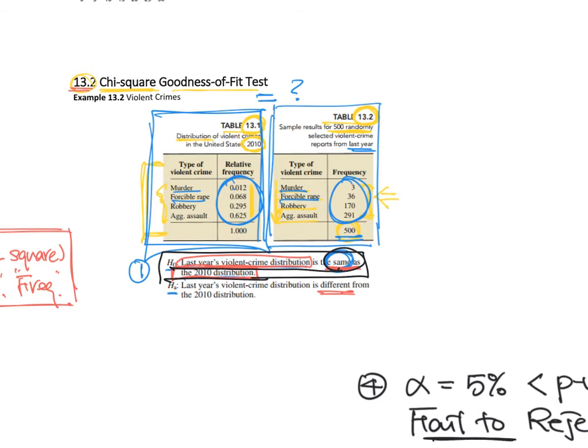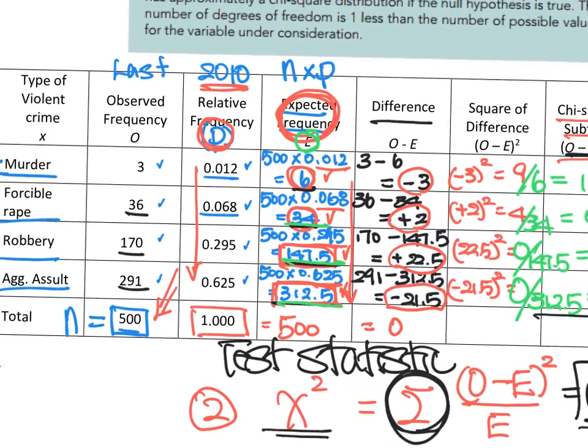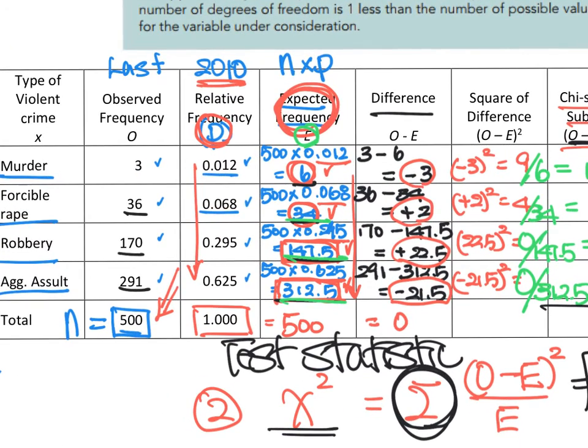So I have to make the conclusion. They did not change. So the idea was here. Last year we observed 3, but based on the proportion in 2010, we can expect 6. So the difference is only -3. We observed last year 36 for the second type, but we expected 34 based on the proportion in 2010. There is only a difference of 2.